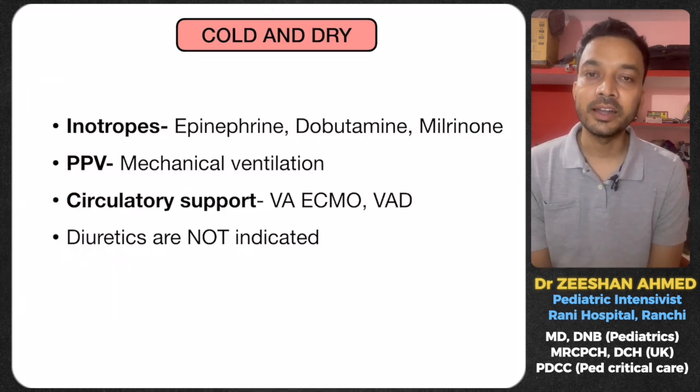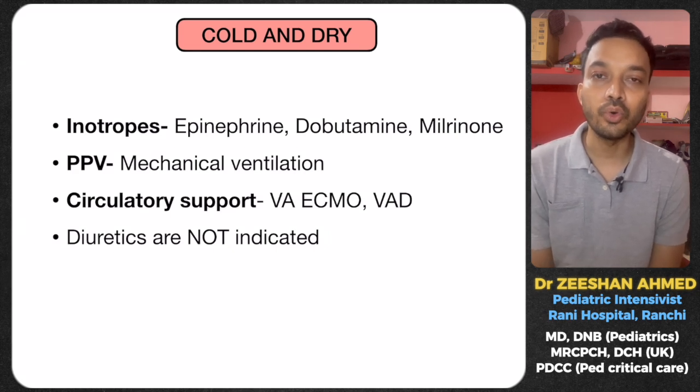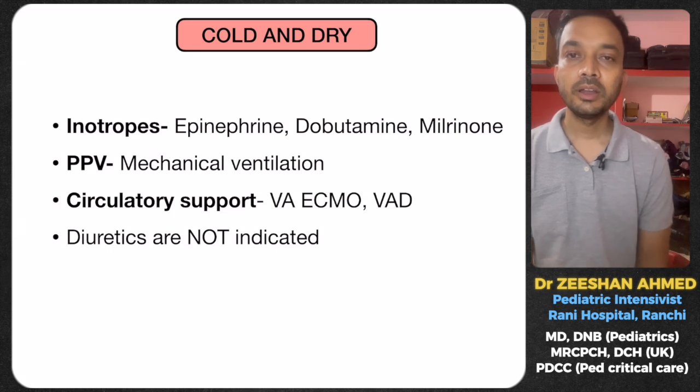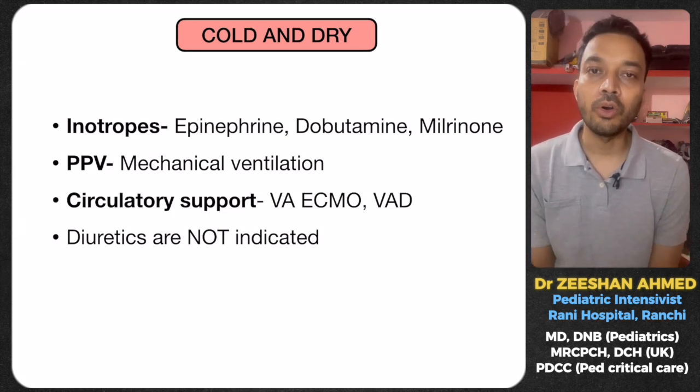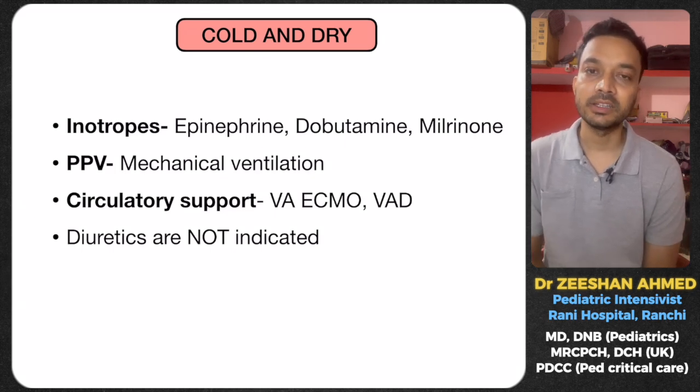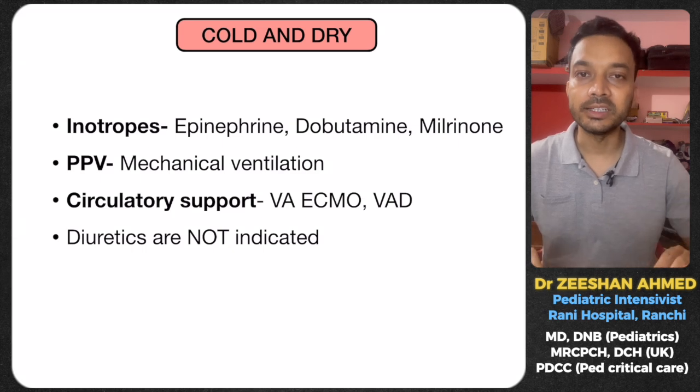Now the most difficult to treat and the poorest prognosis is of the cold and dry type. Here we use inotropes like epinephrine, dobutamine and milrinone, and positive pressure ventilation like mechanical ventilation. But in spite of these, we also require circulatory support like veno-arterial ECMO or ventricular assist devices. And here diuretics are not indicated. This is the only type where diuresis is not indicated.